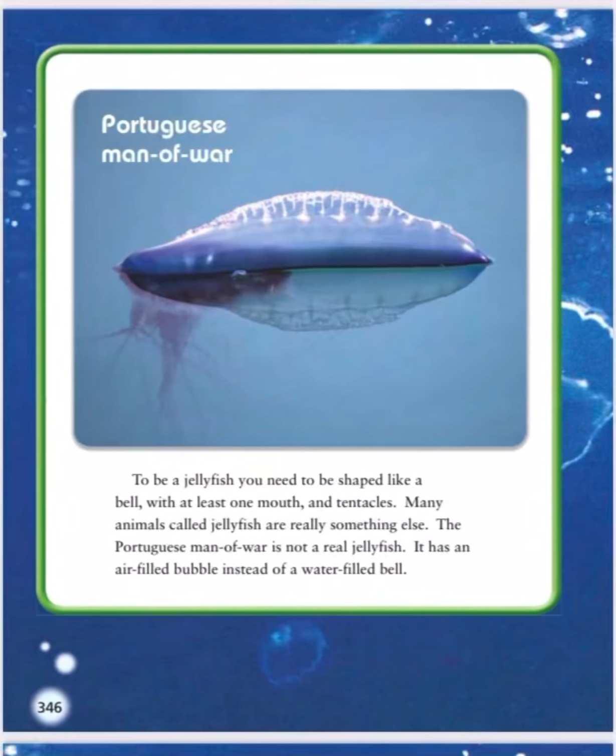Portuguese man of war. To be a jellyfish, you need to be shaped like a bell, with at least one mouth and tentacles. Many animals called jellyfish are really something else. The Portuguese man of war is not a real jellyfish. It has an air-filled bubble instead of a water-filled bell.